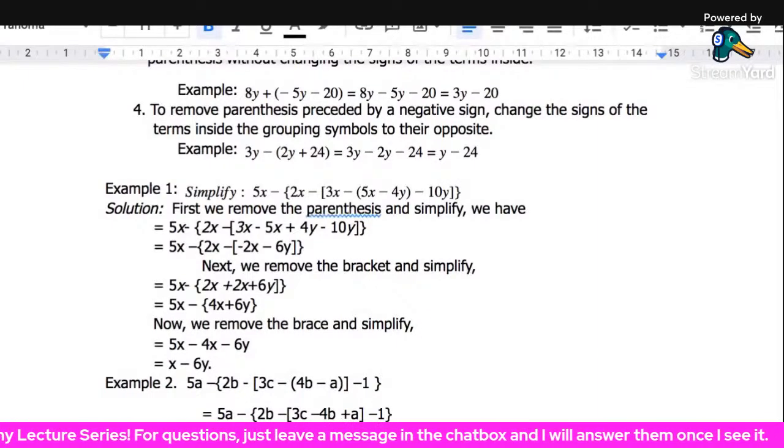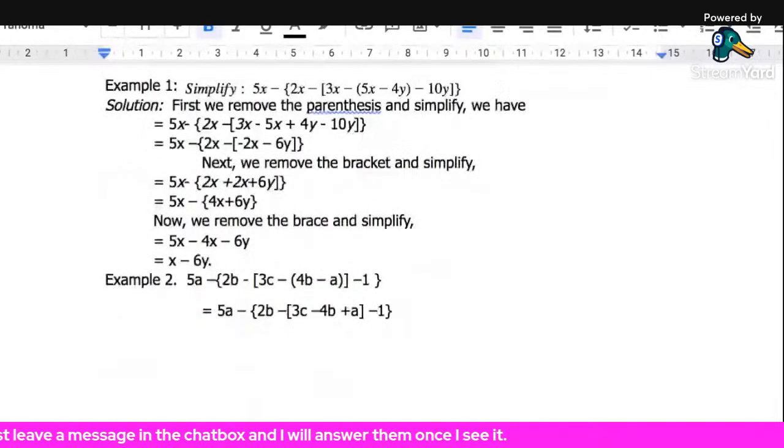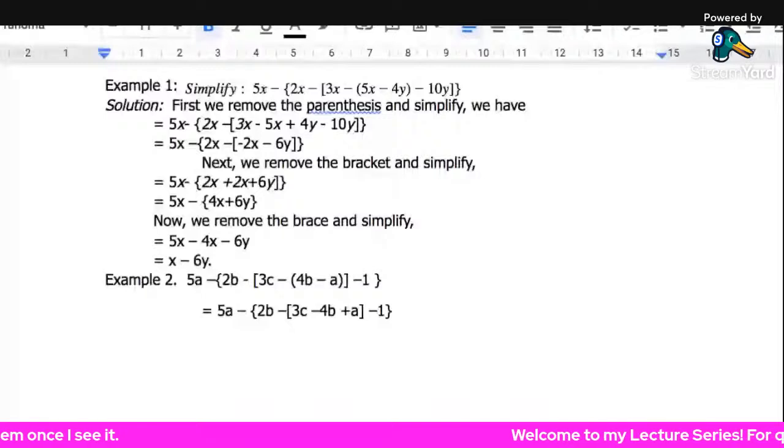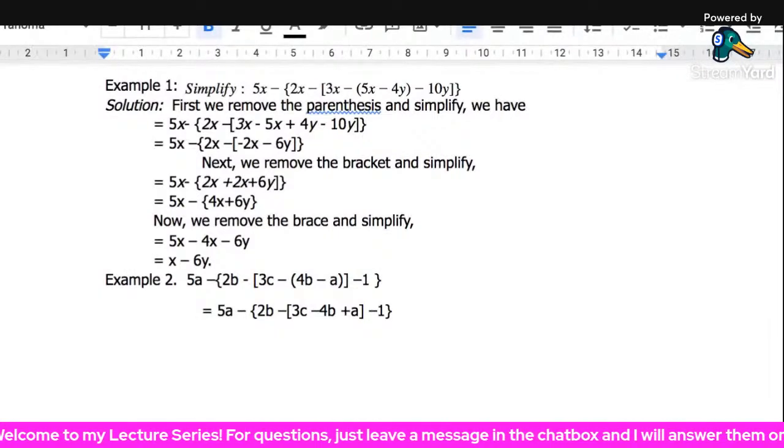Okay, so let's take this example. We have here 5x minus the quantity 2x minus the quantity 3x minus the quantity 5x minus 4y minus 10y.